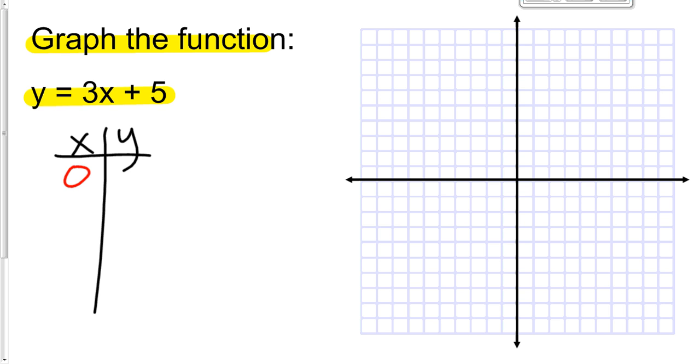So this means if I input 0 for x, what am I going to get for my output? Well, 3 times 0 is 0. 0 plus 5 is 5. So here is one of my points, over 0, up 5. And then I like to check a point directly above that, as in integer-wise. So I go up to 1. So now, if I put 1 in for x, what is my output going to be? 3 times 1 is 3, plus 5 is 8. So over 1, up 8.